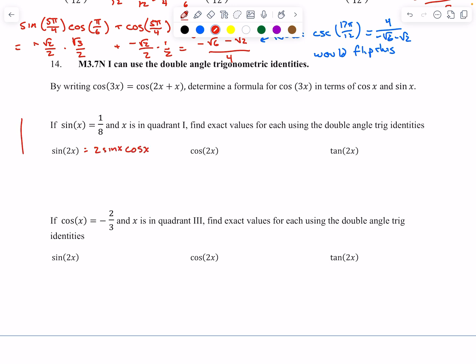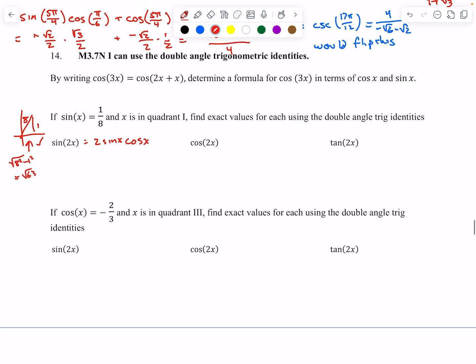Okay, if you're in quadrant 1, you just do Pythag. Sine is 1/8, and so this is going to be square root of 8 squared minus 1 first, so square root of 63. Then sine of 2x will be 2 times 1/8 times root 63 over 8, which is 2 root 63 over 64, cancel a 2.